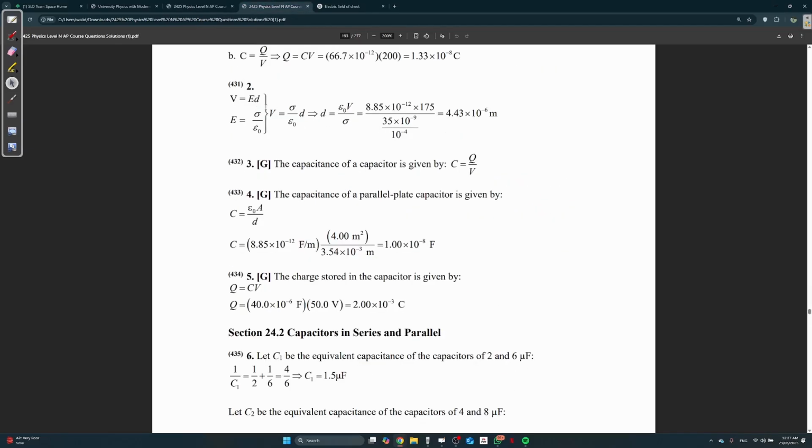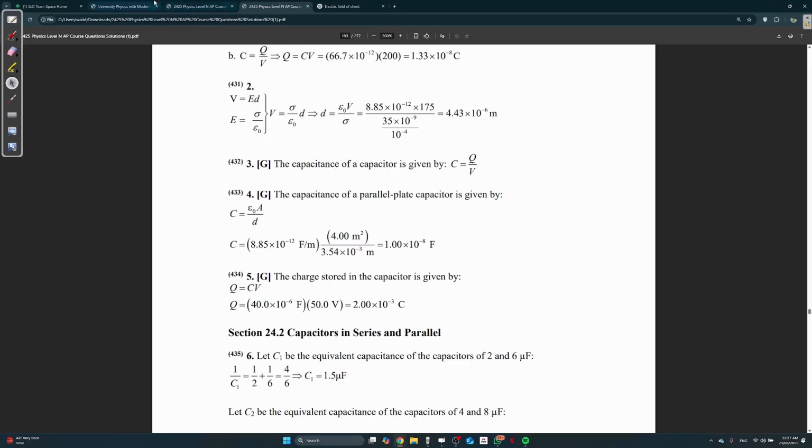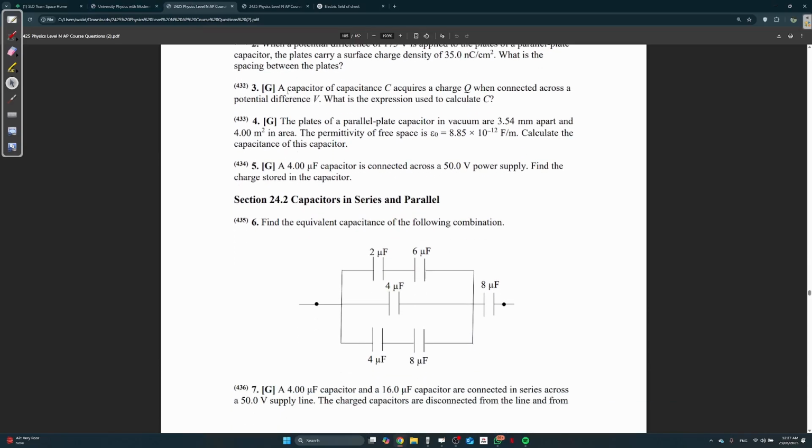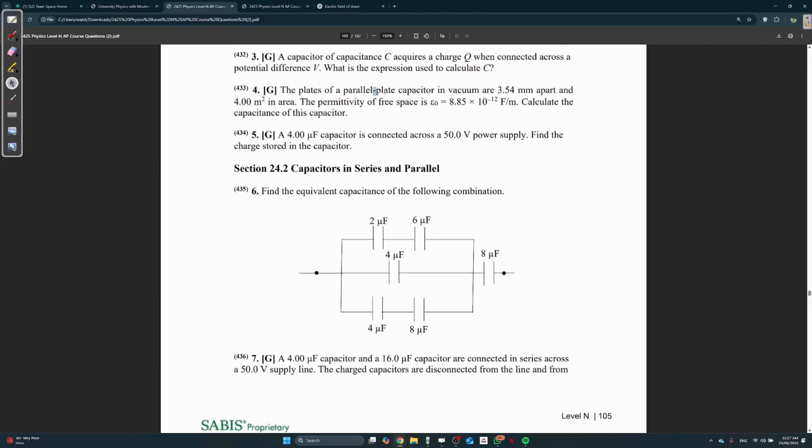Okay, so then just substituting these values and you get this as your distance. Okay, you can pause and read if you want. Now, easy, nice, good question. A capacitor acquires a charge Q. What is the expression to calculate the capacitance? If you have Q and V, C is equal to Q over V. Very easy. The plates of a parallel plate capacitor are 3.54 millimeters apart and 4 meters squared in area. The permittivity, so they give you epsilon naught, calculate the capacitance.